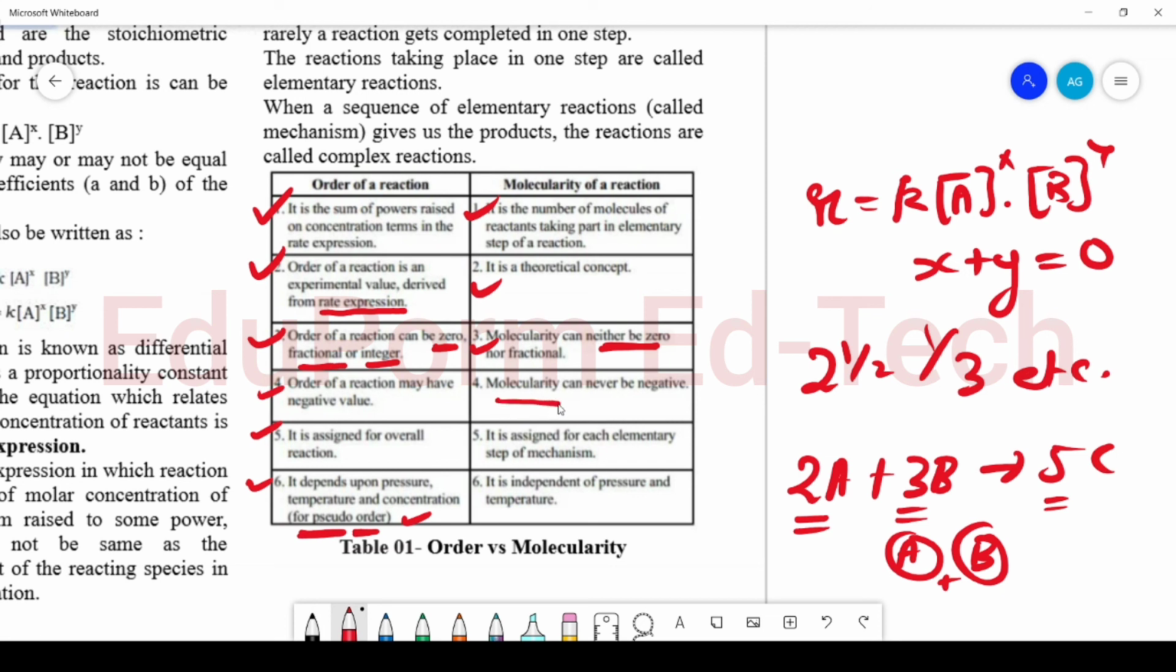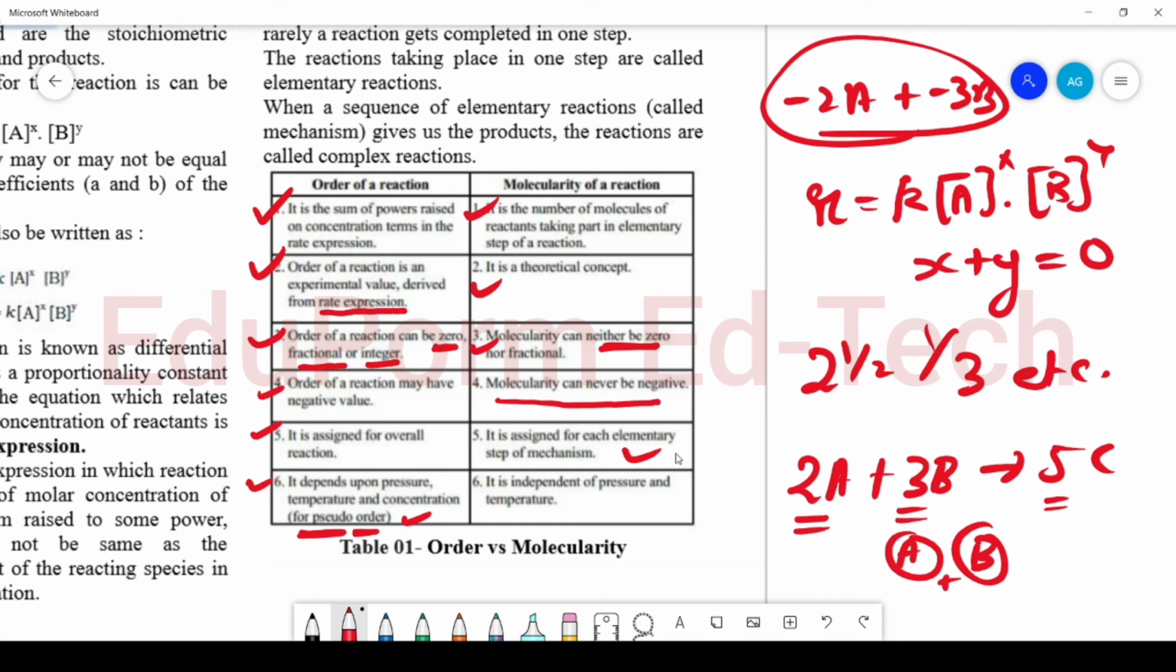Now molecularity can never be negative, because a negative number of molecules cannot participate in the reaction. We cannot say that minus 2A plus minus 3B. We cannot write any chemical equation like this. It is assigned for each elementary step, so it is not dependent on the slowest step like in the case of order, but it is assigned to each of the elementary steps. It is independent of pressure and temperature, and it is dependent on the concentration obviously. So this is the difference between order and molecularity.